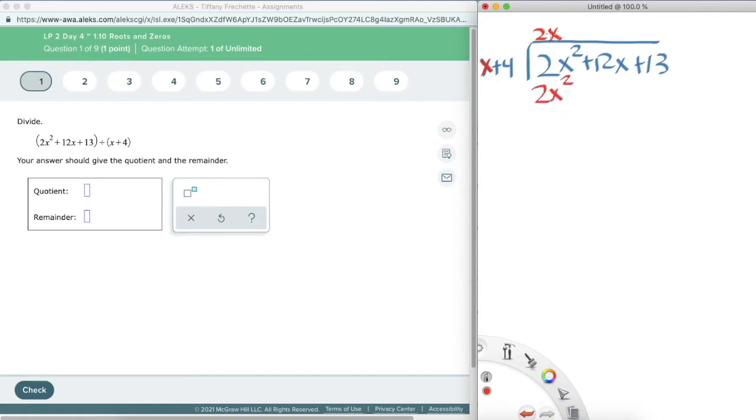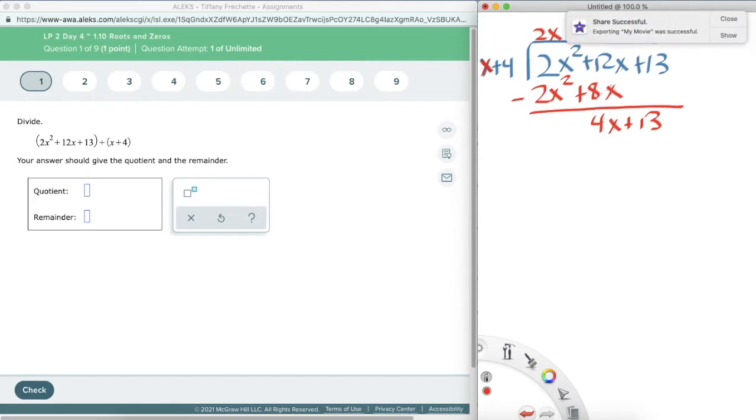And then I also have to multiply that by 4. So 4 times 2x is 8x. And I'm going to draw a line and subtract just like I would in regular division. The 13 is going to come down, and then 12x minus 8x, that gives me 4x. 2x squared minus 2x squared, those cancel out. That's kind of what I wanted to happen there. All right, so now this piece is my new first term because it brought down. So now to multiply x to get it to be 4x, all I'd have to do is multiply by positive 4.